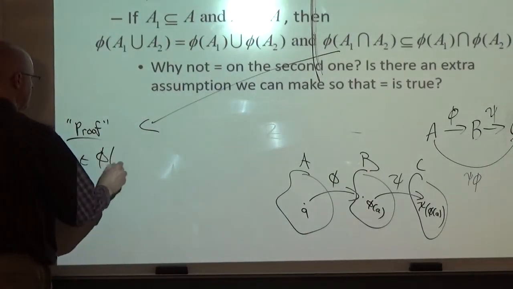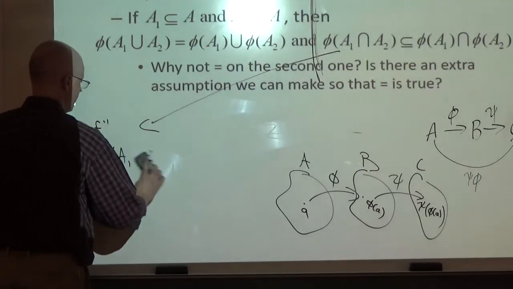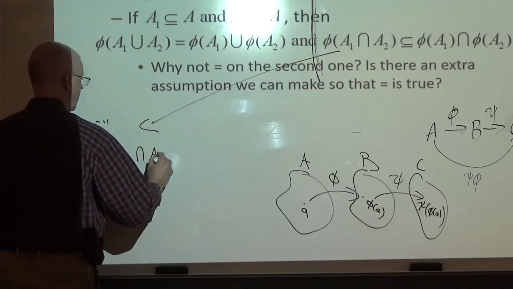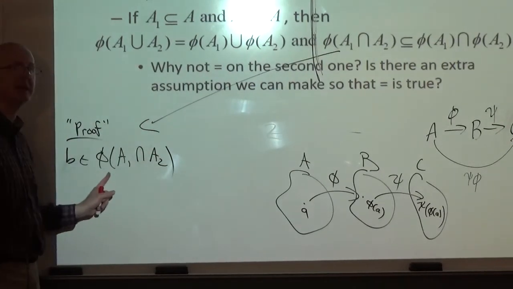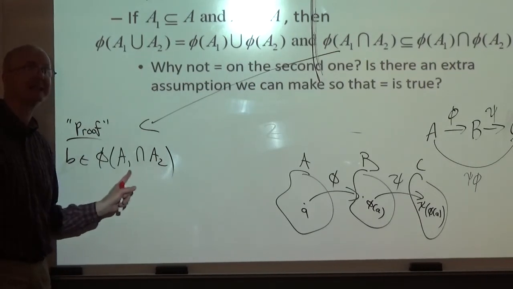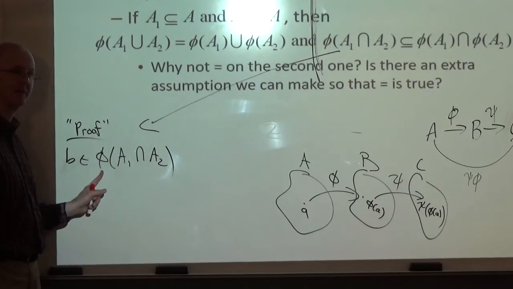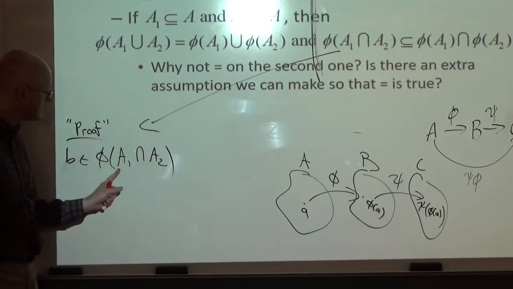Take an arbitrary element in this set, and again, this is a set. I'm not plugging one particular element into phi here. I'm thinking about all the possible outputs that I could get by plugging all the elements in this set into phi. What does that mean to be in this set? It means there's something in this intersection that gets mapped to B.